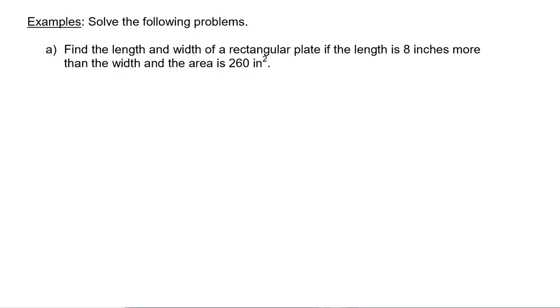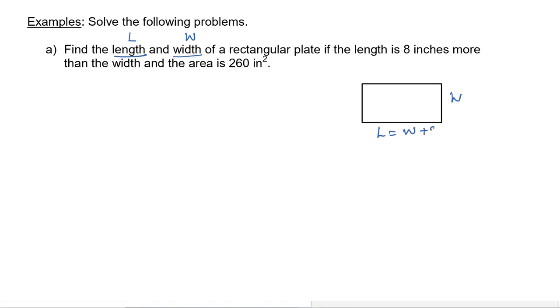Alright, so the first problem is: find the length and width of a rectangular plate if the length is 8 inches more than the width and the area is 260 square inches. Alright, so we start by drawing our rectangle. Let's say L be the length and W be the width of the rectangular plate. So what we are given is that length is 8 inches more than width. So if you add 8 to width, you get the length.